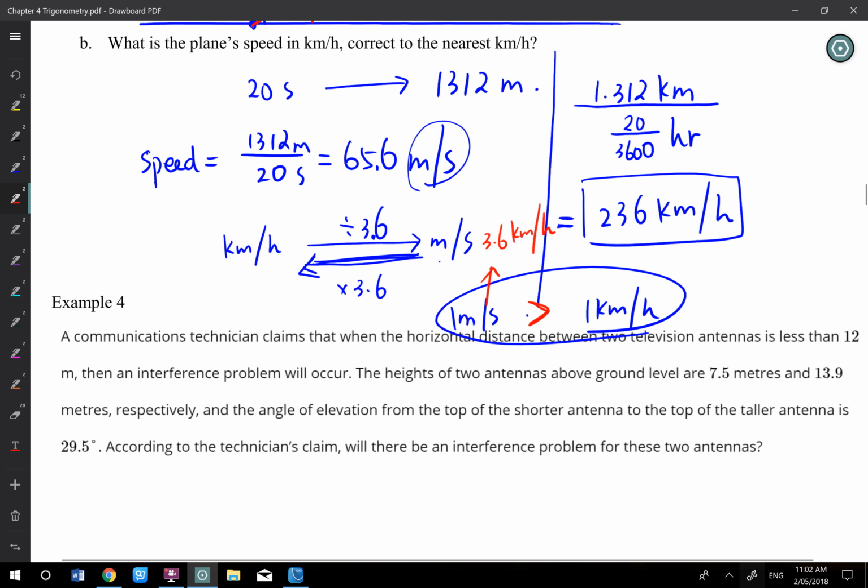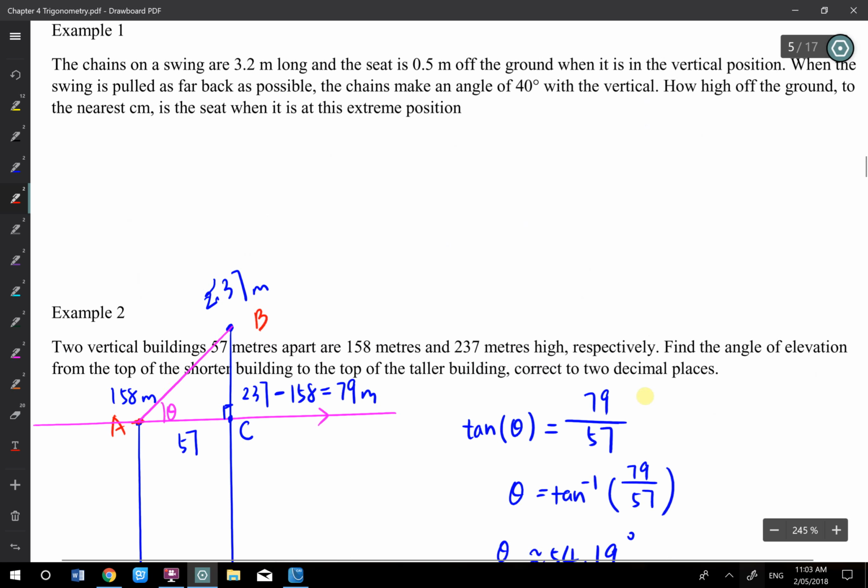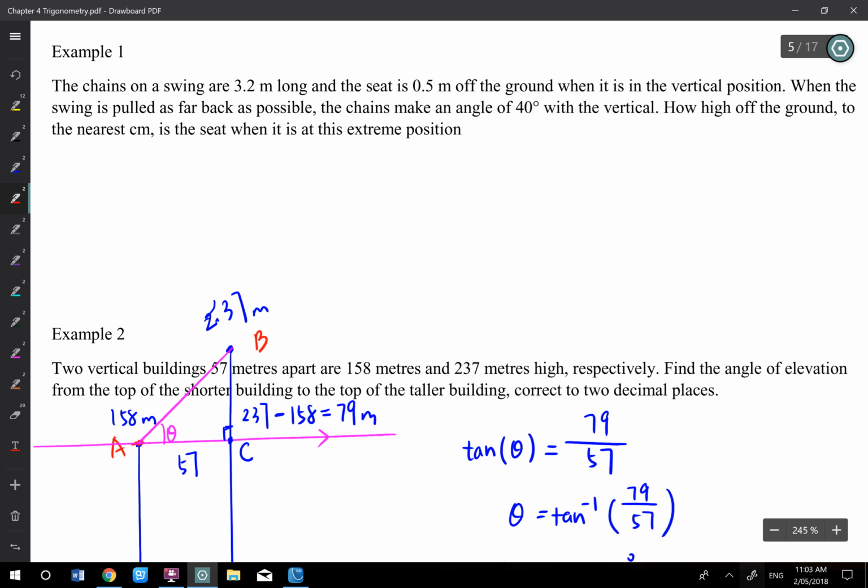Example 1.4 is pretty much similar to what we do here. I want you to try example 1 by yourself. It's a little bit complex. You have about 20 minutes left. I want you to complete example 1 and then you can do your homework. I'll show you the answer later after like 10 minutes. I'll draw the diagram for you here. So try example 1 by yourself. After you finish, you can do the homework.